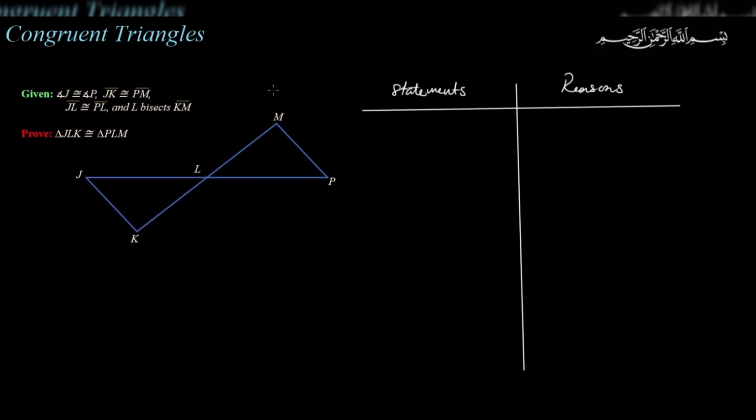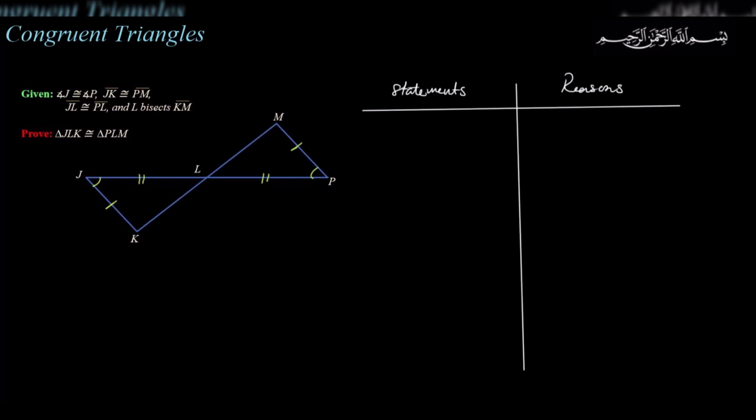Okay, so here's the question. Given information. Okay, cool. It looks like a lot of given information. Angle J is congruent to angle P. I see two triangles here. Segment JK is congruent to segment PM. I got that. And segment JL is congruent to segment PL, like this.